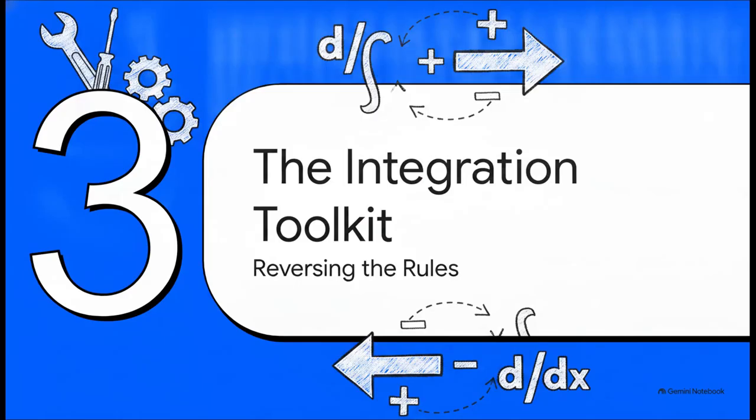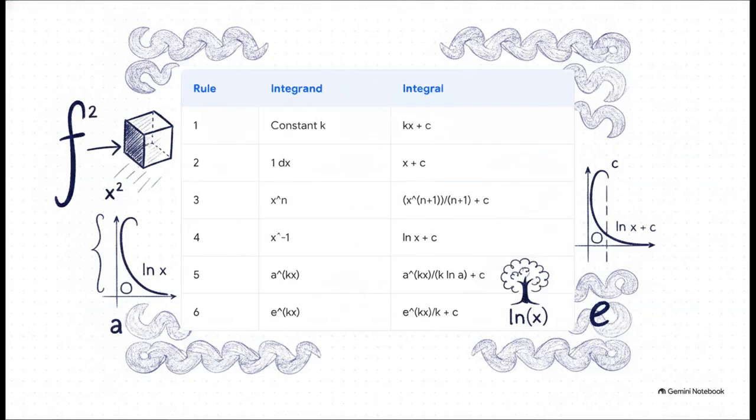Section 3. The Essential Integration Toolkit, Reversing the Rules. Okay, let's rapidly build out the core toolkit we need to actually do the math here. Here's a breakdown of the first 6 rules. And notice how they perfectly mirror the rules of differentiation, just in reverse. Now, what's really crucial here is rule number 3, the power rule. To integrate a power function like x squared, you simply add 1 to the exponent and then divide by that new number. So x squared just becomes 1/3 x cubed. Super simple.